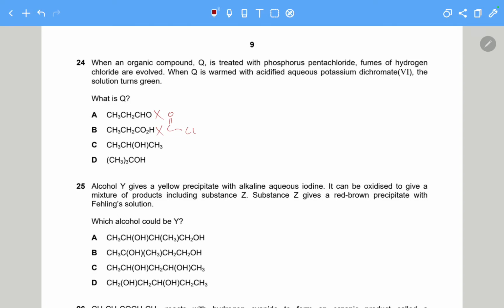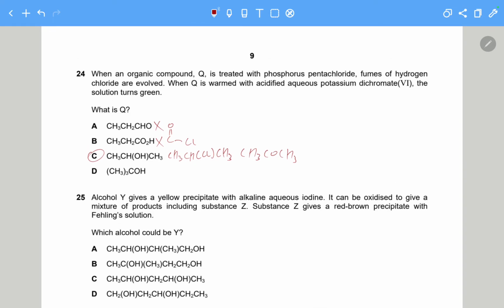CH3CHOH-CH3 reacts with PCl5 in a nucleophilic substitution reaction to give CH3CHCl-CH3. So this is a possible answer. And it also gets oxidized to a ketone because it's a secondary alcohol. In the presence of potassium dichromate, it will get oxidized to give CH3COCH3, and therefore this should be the correct answer.